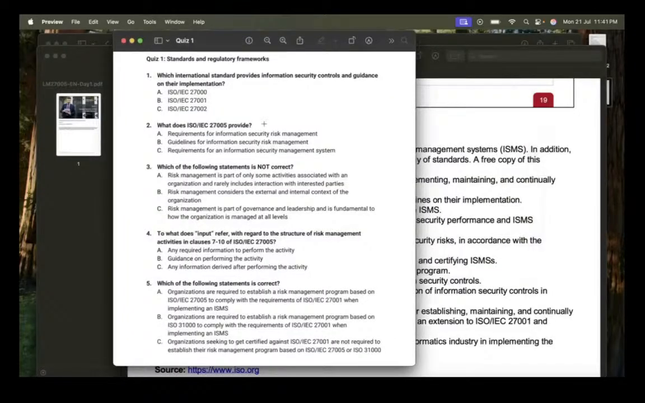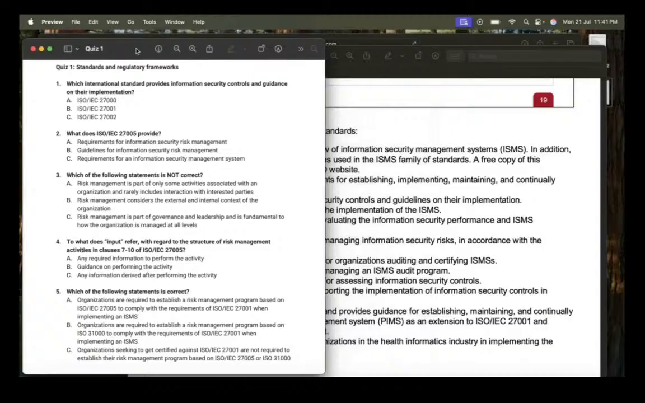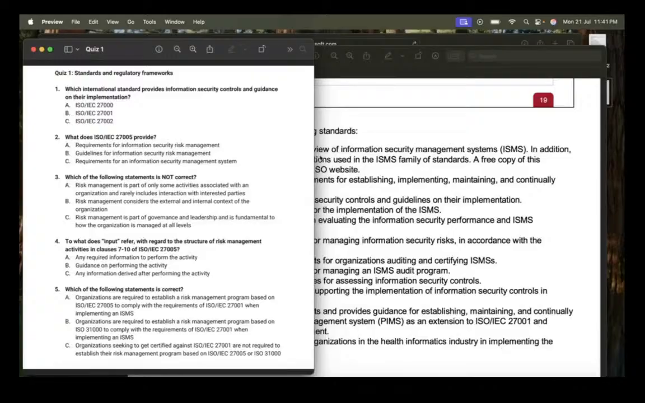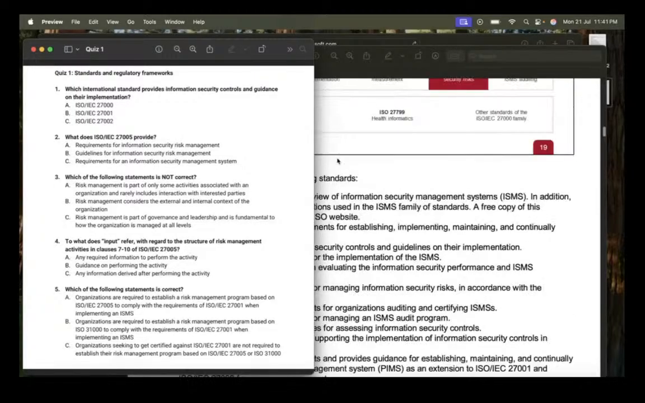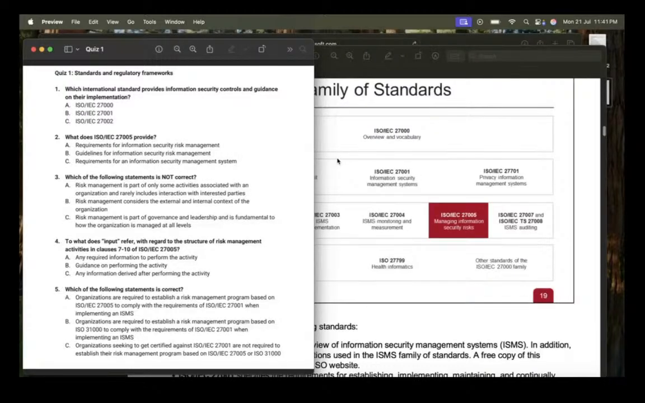So should I memorize them all? I thought just the three we took, which is 27,001 and 5 and 31,000. If you remember, when we discussed the family of standards, it is better to focus on all of them.